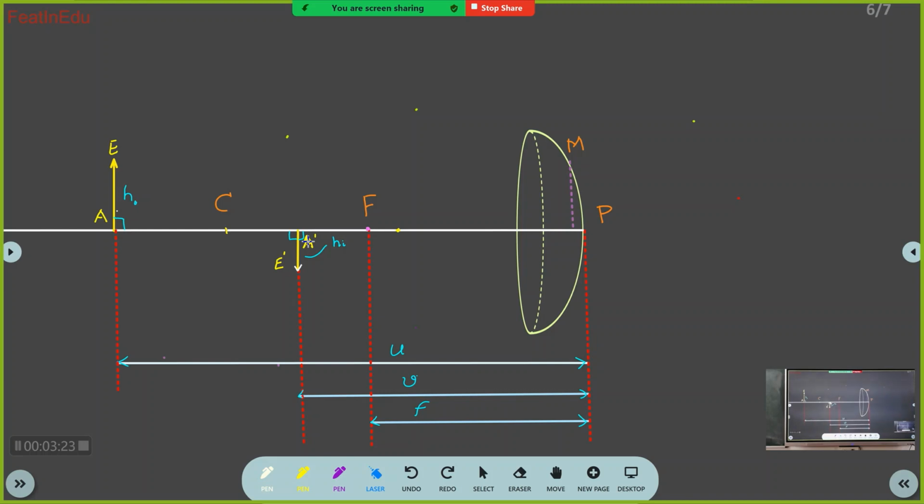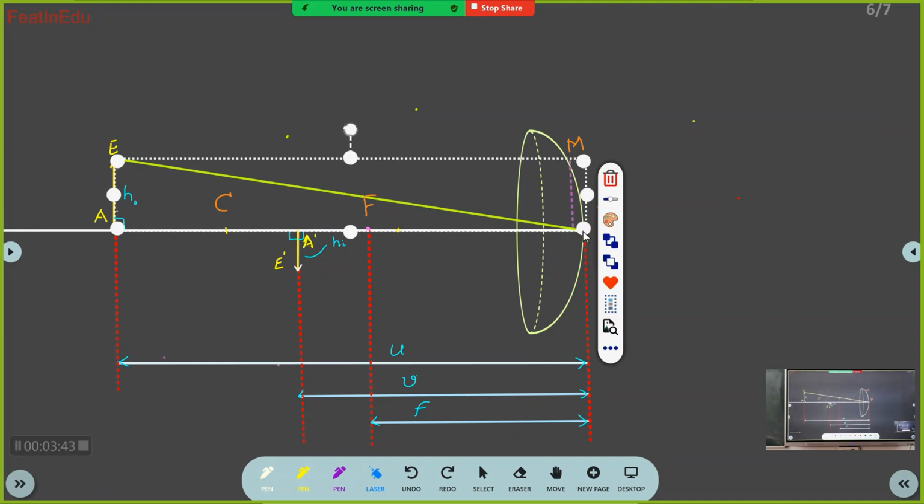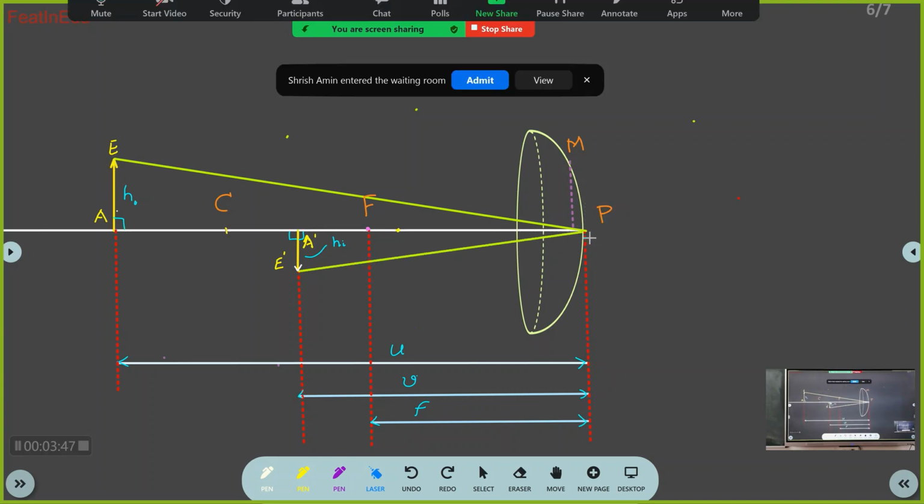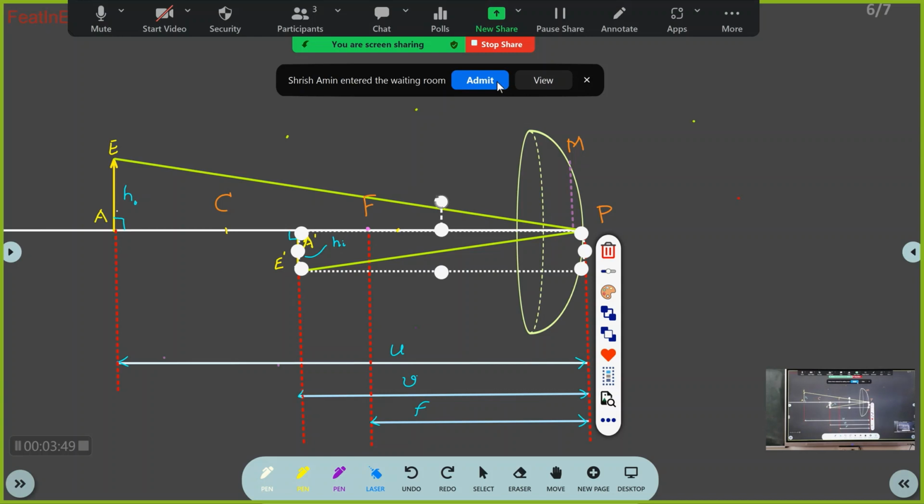We have got a law and we have got ray diagrams. So how can you relate? Can I do some geometrical construction and get U and V in the same geometrical construct? Is it possible? Yes, it is possible. Now, I will take a ray from this tip to this point, and obviously you know that this ray is this, correct?